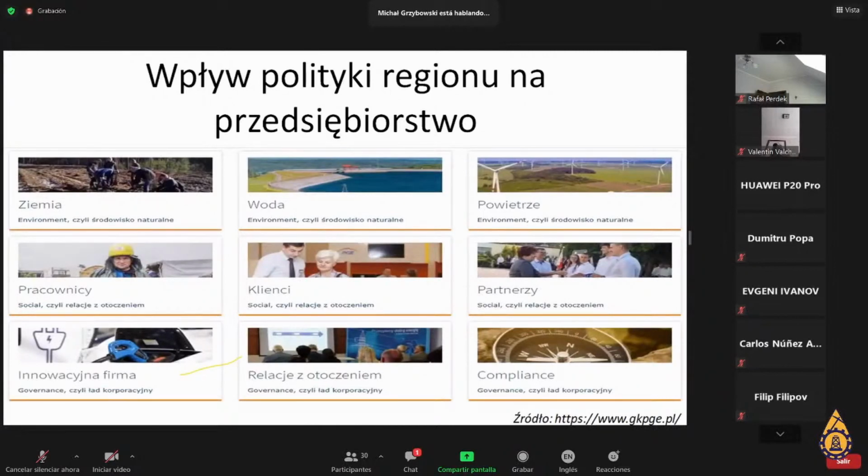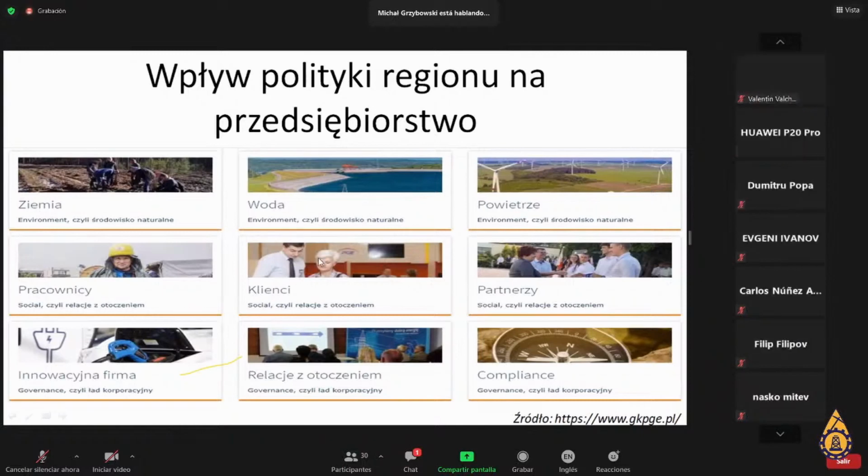So, in this slide, I wanted to show you the various types of influence of the mining industry. So I downloaded these infographics from the website of one of the mining companies, Jastrzębska Spółka Węglowa in Poland. And the company in this material emphasizes its impact on the environment, so on earth, on water, on the air. But it is equally important for the company to emphasize its ties to the community, so clients, workers, partners.